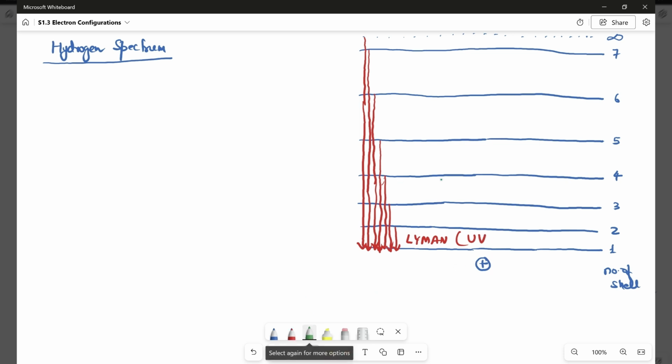Okay, let's say the packet of light or electron is jumping from infinity to orbit number 2, the second shell, or it's jumping from level 7 to 2, 6 to 2, 5 to 2, 4 to 2, or 3 to 2. In this case, the light or energy which is released, we consider as the Balmer series, and these are visible light.